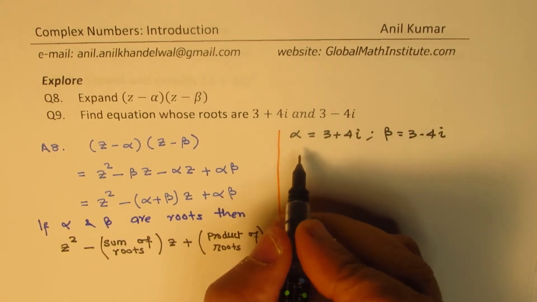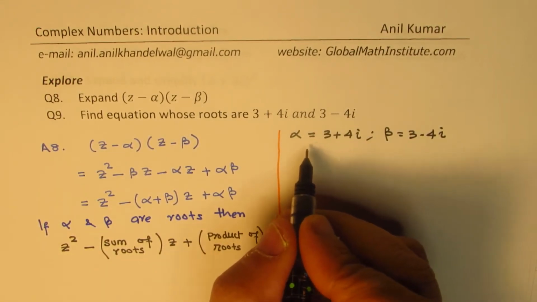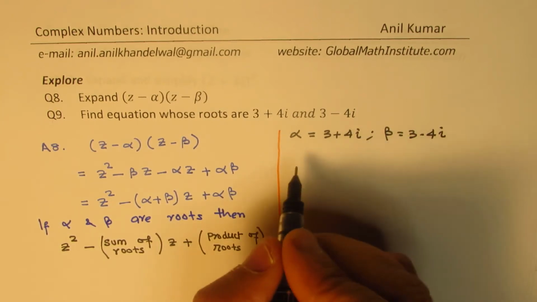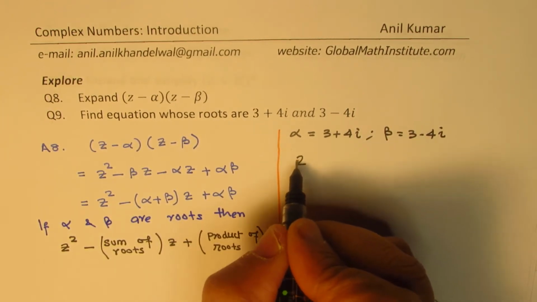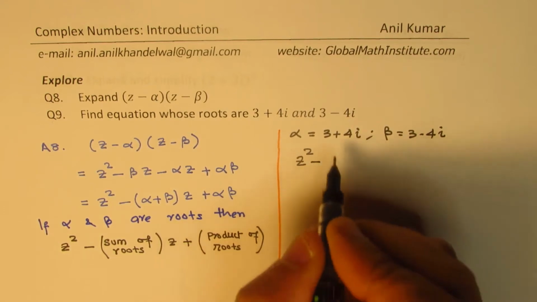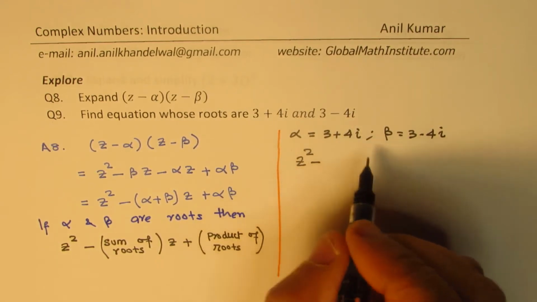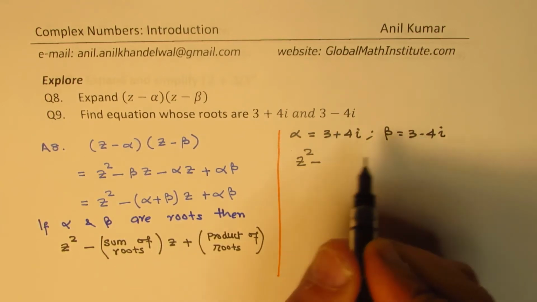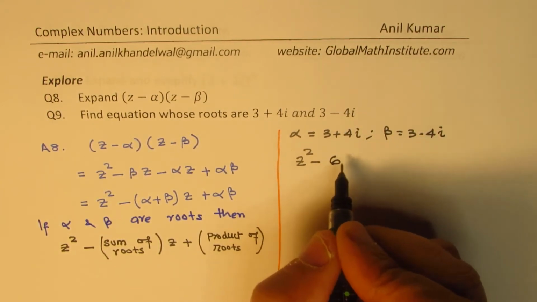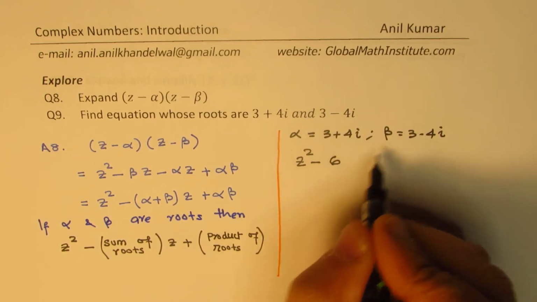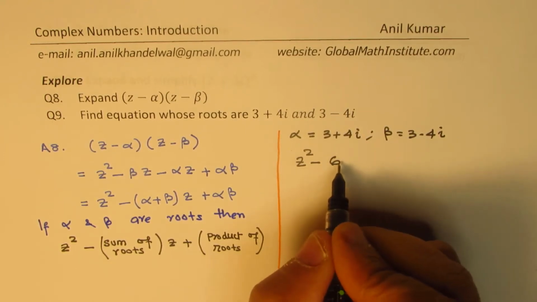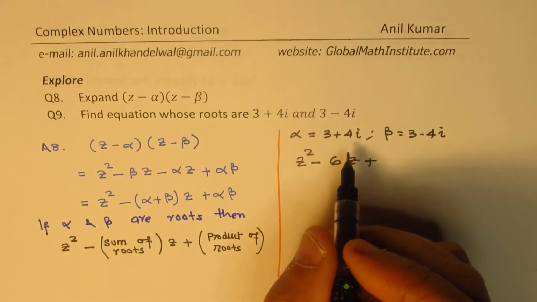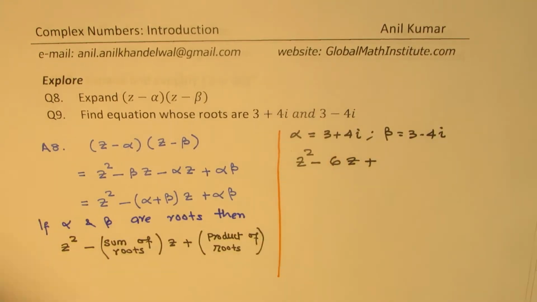So we can write that the quadratic equation will be z square minus the sum. So what is the sum of roots? Alpha plus beta is 3 plus 3, right? Which is 6. Sum of roots with a negative sign, right? Plus the product of roots.